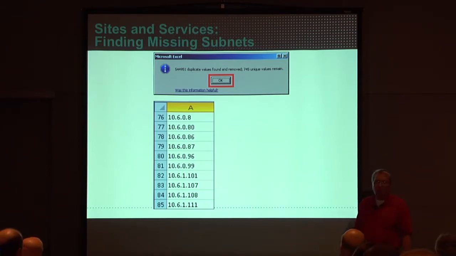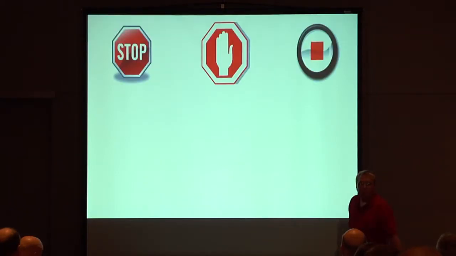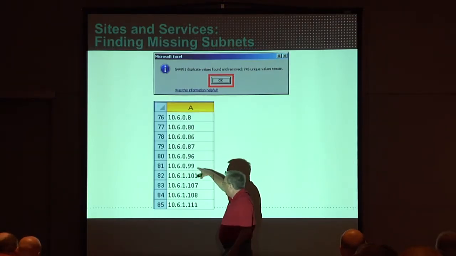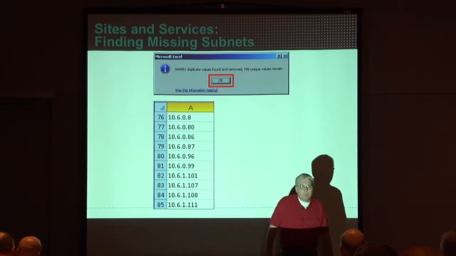And most people are surprised when they go out and look and they find out that they have got thousands and thousands and thousands of entries recorded in here. So what are the 745 unique values? Those are all individual IP addresses.